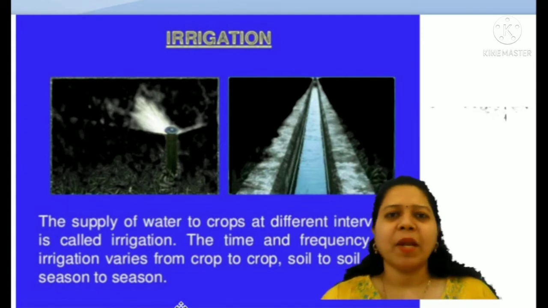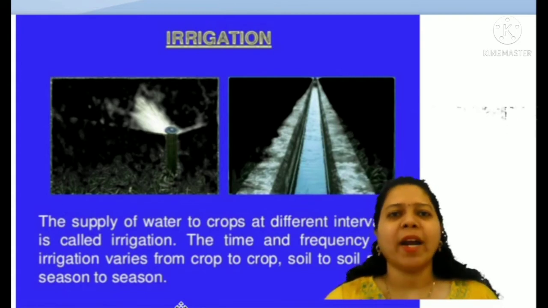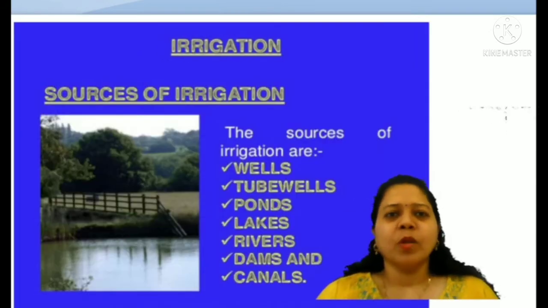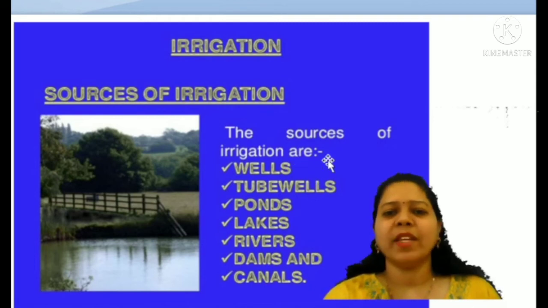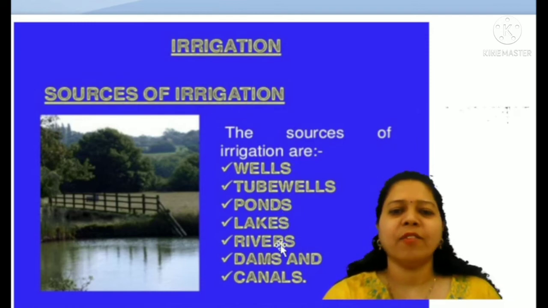This supply of water depends on the type of crop, as well as the season and the type of soil. It means how much water is required to be provided to the crops depends on all these things. What are the sources of irrigation? The sources of irrigation are wells, tube wells, ponds, lakes, rivers, dams, and canals. These all are the sources of irrigation.